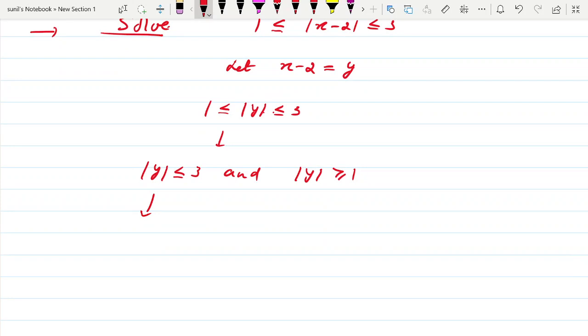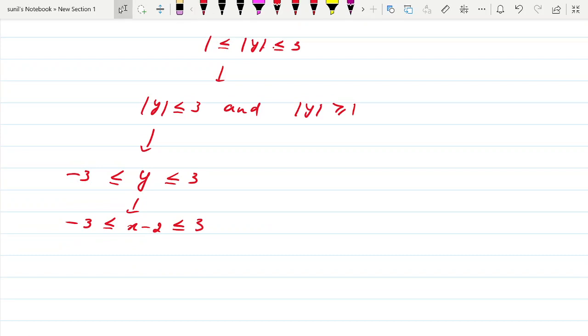What is the meaning of this? That is, your y lies between where to where? Minus 3 to 3. What is the meaning of y? x minus 2. Now adding 2, what will I get? That is, my x is greater than or equal to minus 1 and less than or equal to 5. Okay. I think it looks simple.